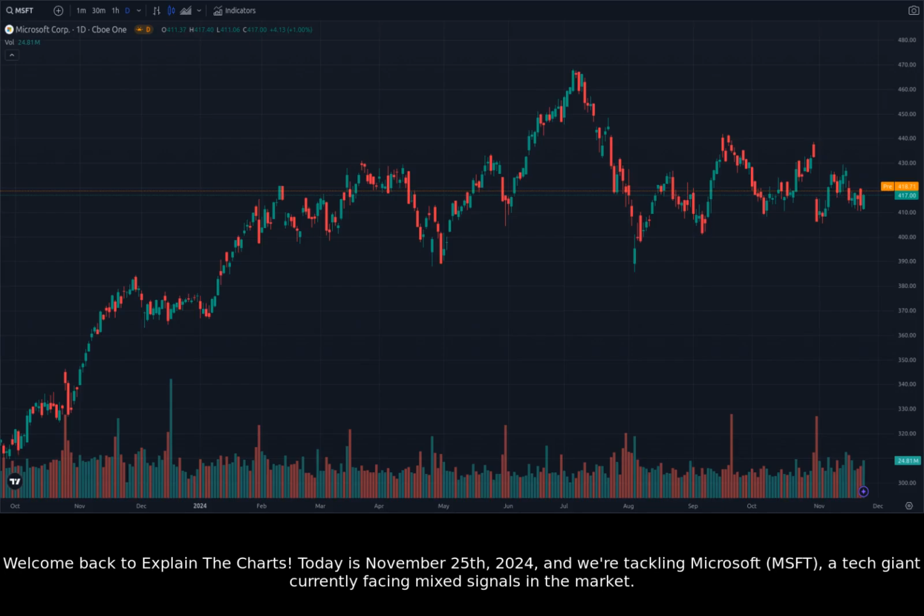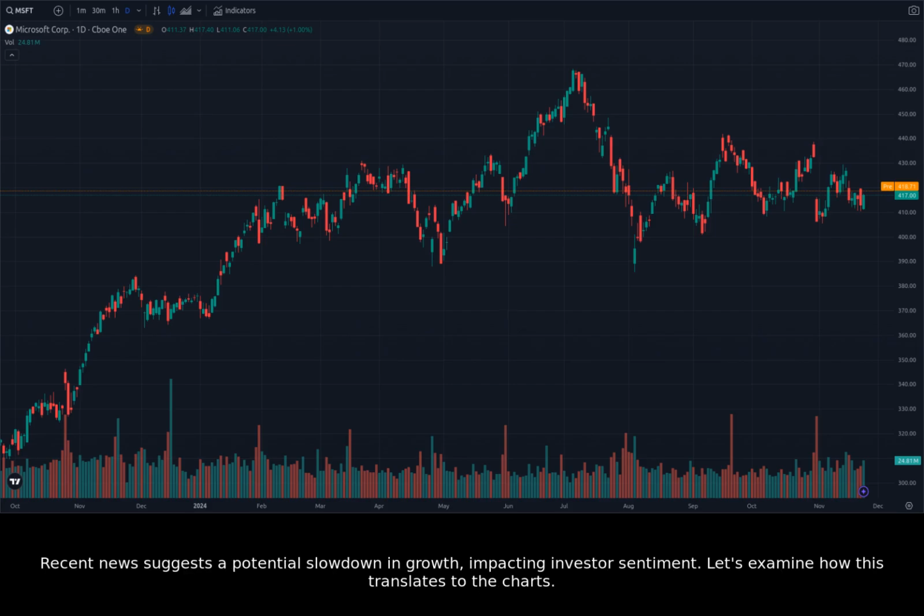Today is November 25th, 2024, and we're tackling Microsoft, MSFT, a tech giant currently facing mixed signals in the market. Recent news suggests a potential slowdown in growth, impacting investor sentiment. Let's examine how this translates to the charts.